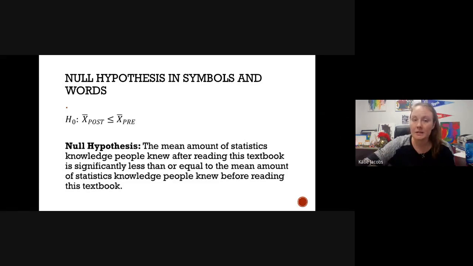That is because if students have the same amount of knowledge before they read my textbook as they did after, then I still didn't do my job. They still didn't learn anything. They had the same amount of knowledge, and that's still not what I want to see. So when we do this, we also see that this covers every potential option that we're going to get from running our hypothesis testing steps. So when we translate that, we see that our null hypothesis, the mean amount of statistics knowledge people knew after reading this textbook, is significantly less than or equal to the mean amount of statistics knowledge people knew before reading the textbook.